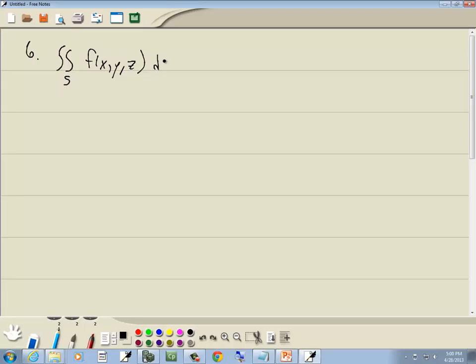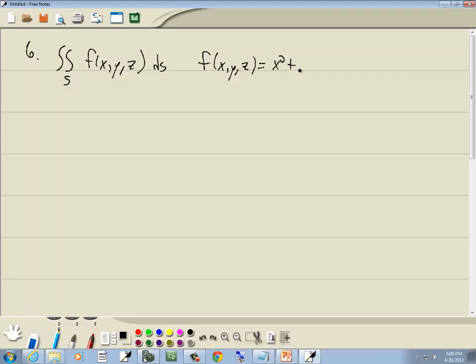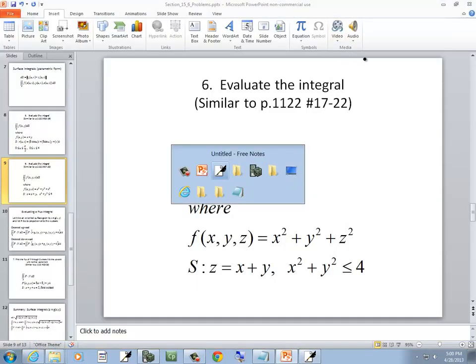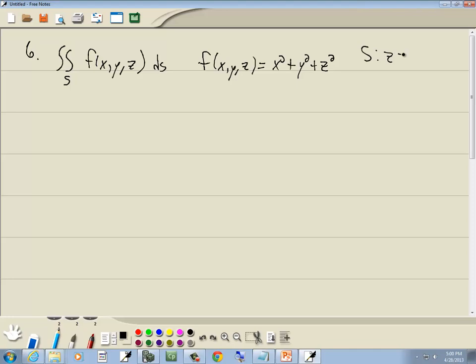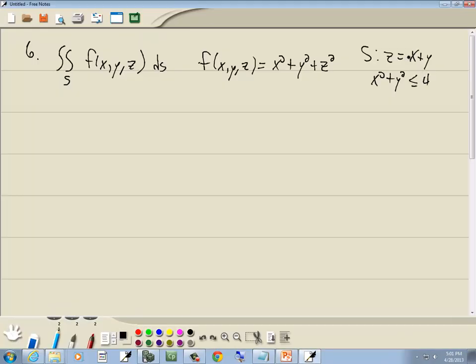ds. And we got f of xyz is equal to x squared plus y squared plus z squared, and s is z is equal to x plus y, and then we got x squared plus y squared is less than or equal to 4. Well, to begin with here, we're mapping this into just x's and y's. But this one has obviously a function involving z.